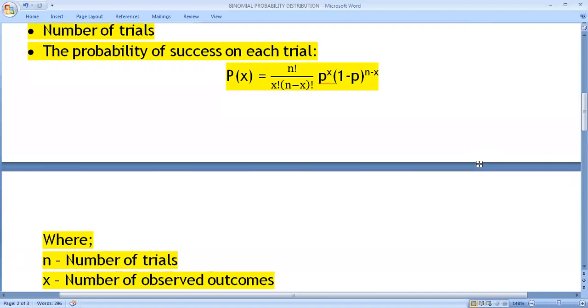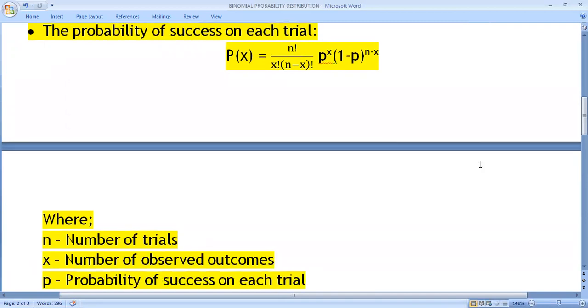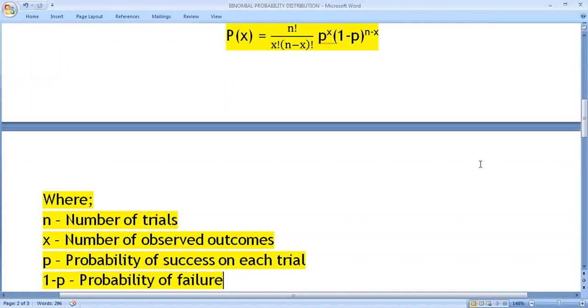We need to know what each of these letters stands for. n is the number of trials. x is the number of observed outcomes. p is the probability of success on each trial. Then 1 minus p is the probability of failure.